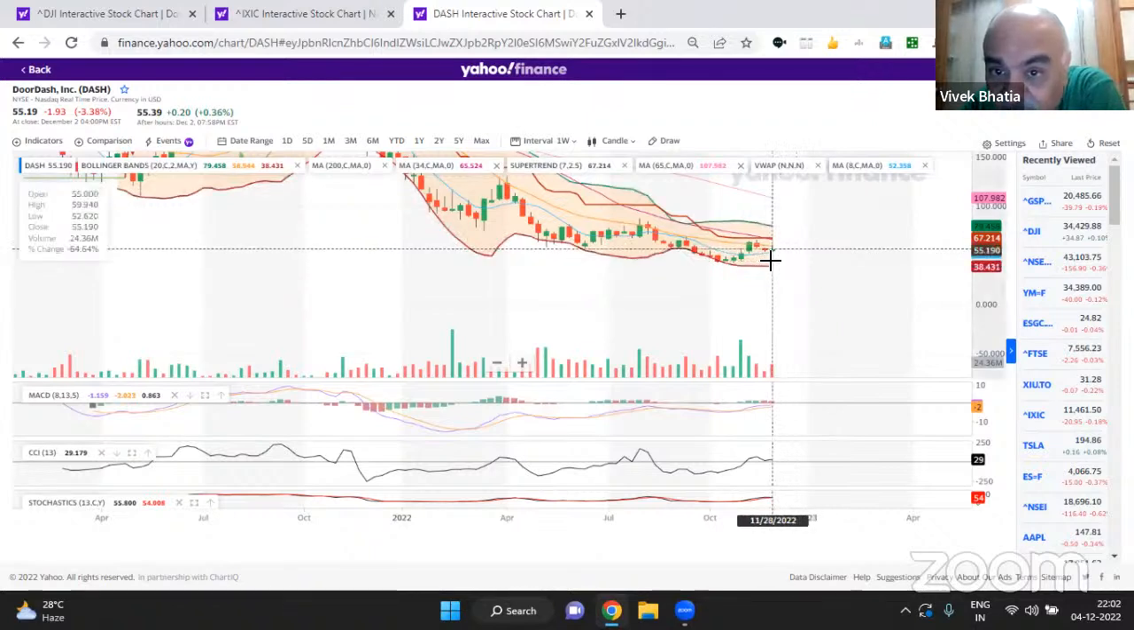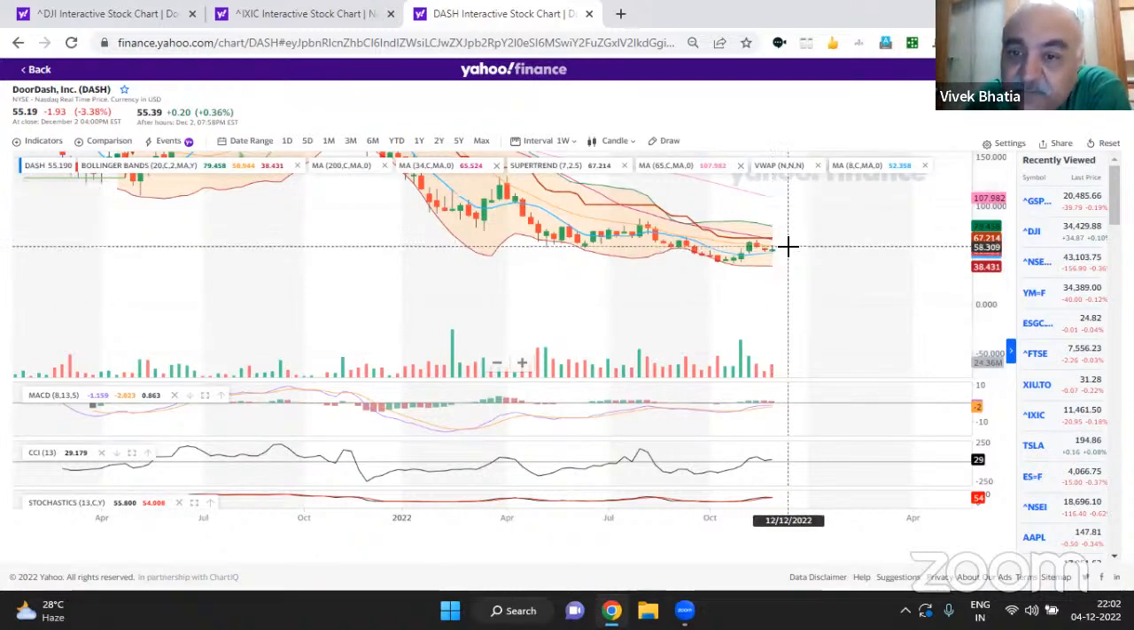So what trade do you take? You could be a buyer at 53 or 53.50 with a stop loss of 52.50. Be a buyer at 53.50 with a stop loss of 52.50 for a target of 62. Clear?